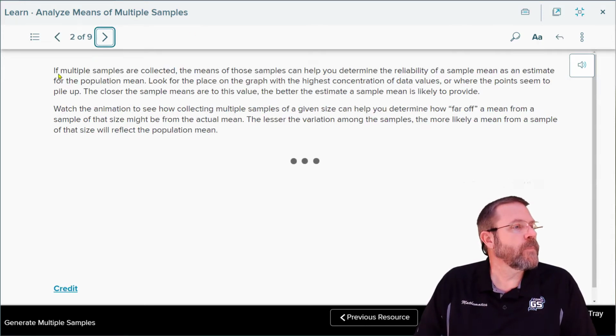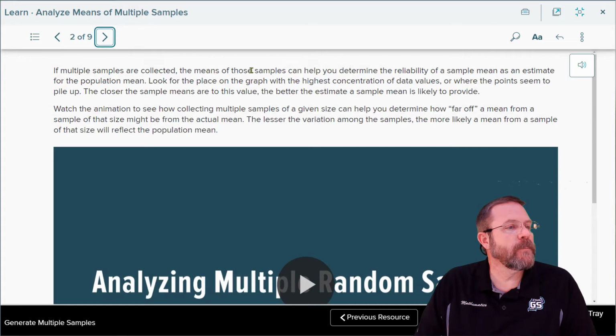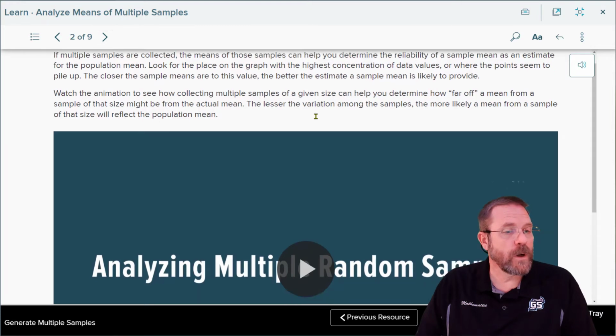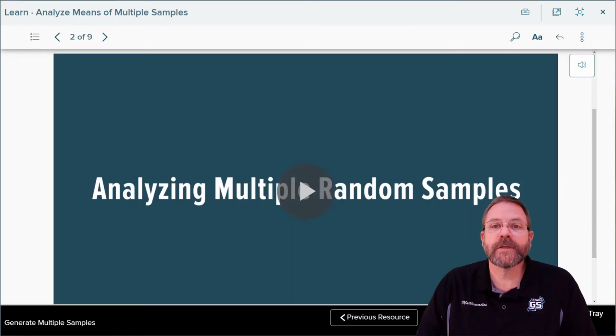Moving on from here, if multiple samples are collected, it means that the samples can help you determine the reliability of the sample mean as an estimate of the population mean. Look for the place on the graph with the highest concentration of data values, or where the points seem to pile up. The closer the samples are to this value, the better the estimates the sample mean is likely to provide. Next we're going to watch an animation and see what they have to say about doing just that.